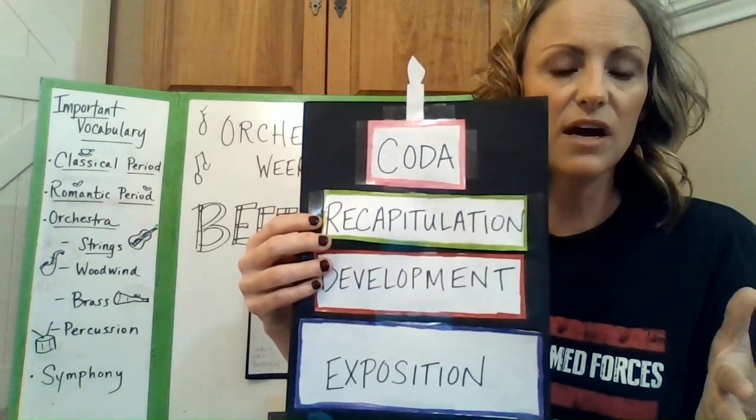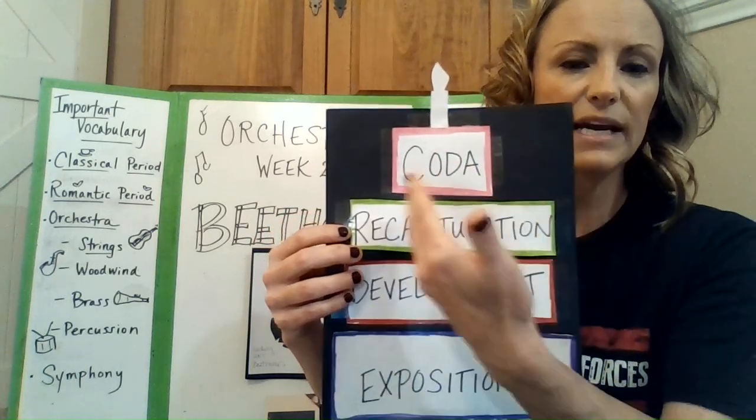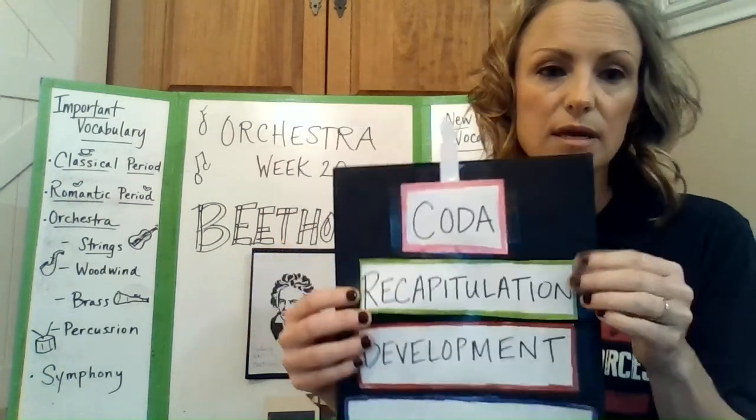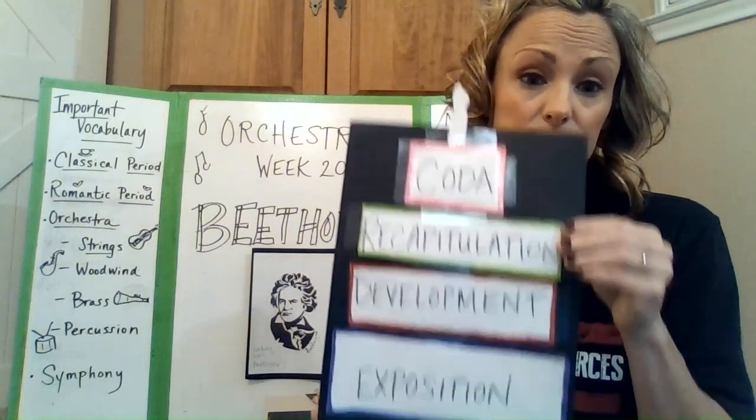So if you ever think of sonata form, think of it as a birthday cake. It's layers upon layers, 4 layers of music, and it's called a movement in which they create their music. Most composers use the sonata form to create their symphonies.